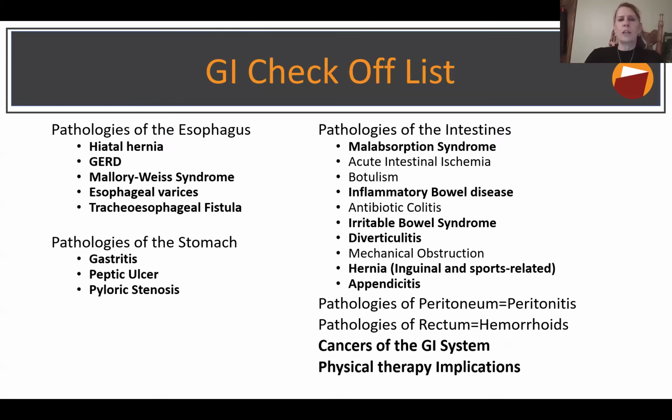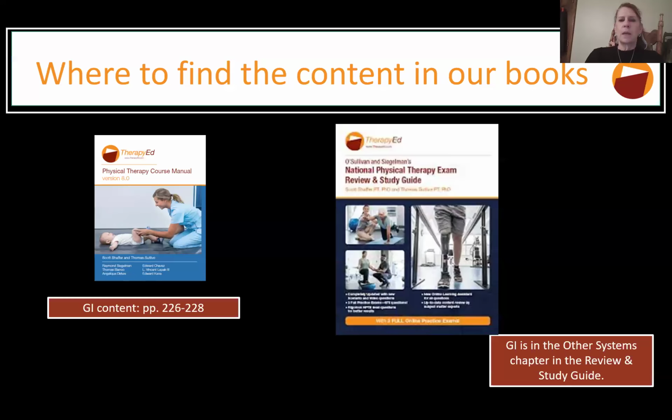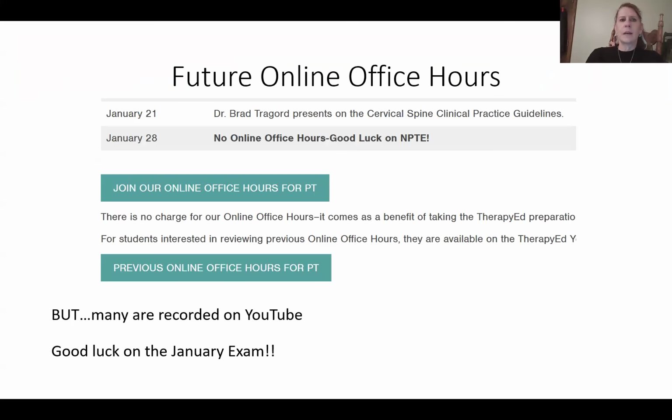Okay, so this is my little GI checkoff list for the NPTE. Everything that's bolded, we've gone through tonight. The things that aren't bolded, I don't know that you really need to know botulism or antibiotic colitis, so those are a few things we didn't go through. We did go through peritonitis, so I could have bolded that one. I didn't. I don't know that you're going to have anything on hemorrhoids. So that's just my little checkoff list for the GI system. If you have our course manual or our big study guide, refer to the GI content there.